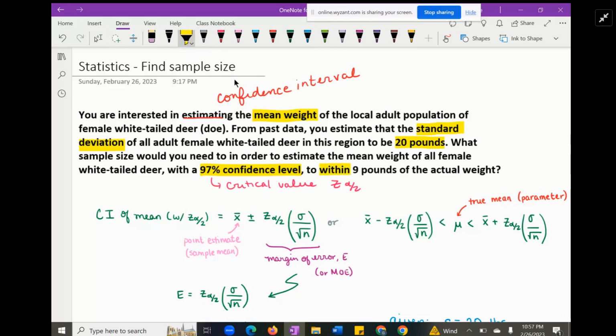And then it's also within 9 pounds. Always remember, whenever you see this keyword within, that's going to mean margin of error. So all of this has to do with confidence intervals, which is why I start off with the formula right here. There's usually two different ways you can see the formula written.